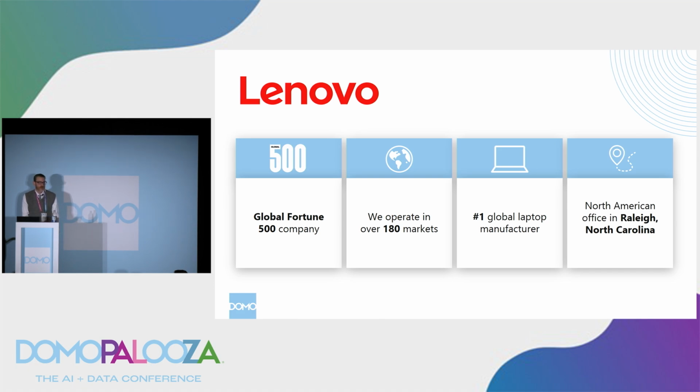So, a quick overview of Lenovo. Global 500 company. I'm sure as everybody knows, we operate in 180 different markets. We are the number one global laptop manufacturer. So, yay us. We have many different offices throughout the world. I'm from the Canadian location. In North America, our head office is in Raleigh, North Carolina.